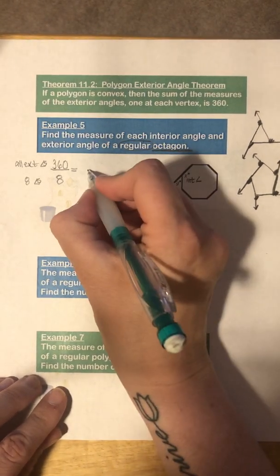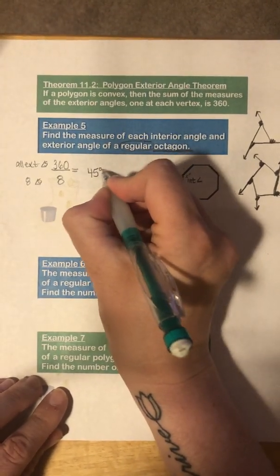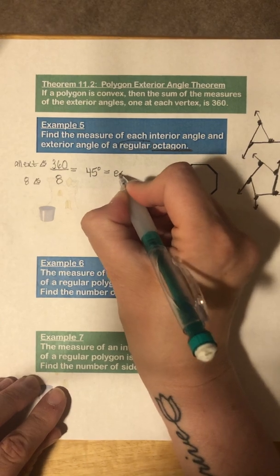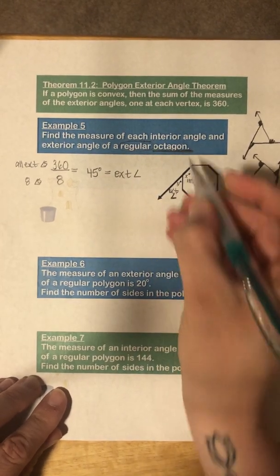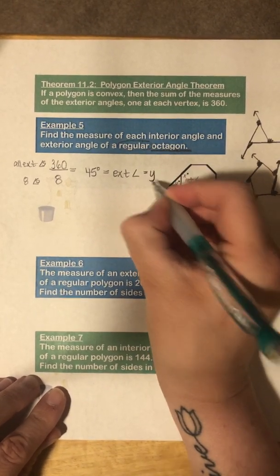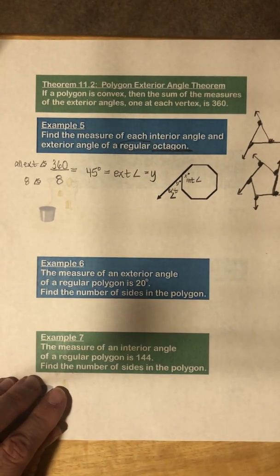So 360 divided by 8 is 45 degrees, and that represents the exterior angle, otherwise known as Y in this picture. All right, to find the interior angle, we have two options.